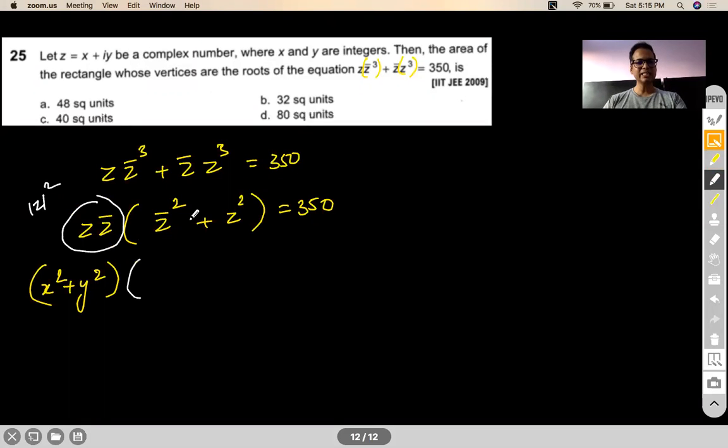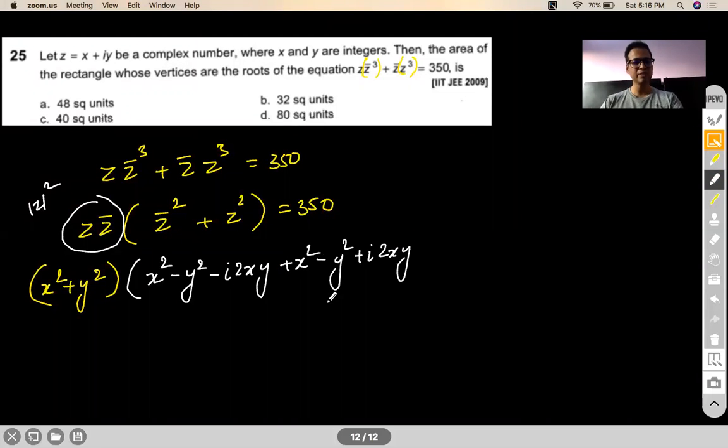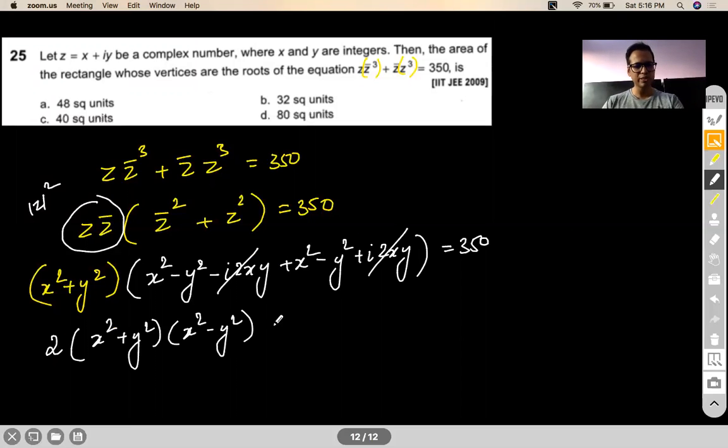Correct. And this is what? See, this is x square minus y square minus i 2xy. And this is x square plus y square. Sorry, x square minus y square plus i 2xy. Don't ask me how. You can just square x plus iy and square x minus iy. This will be cancelled off. So what I will get is 2 times x square plus y square times x square minus y square is equal to 350. Drop this 2 factor. This will become 175.